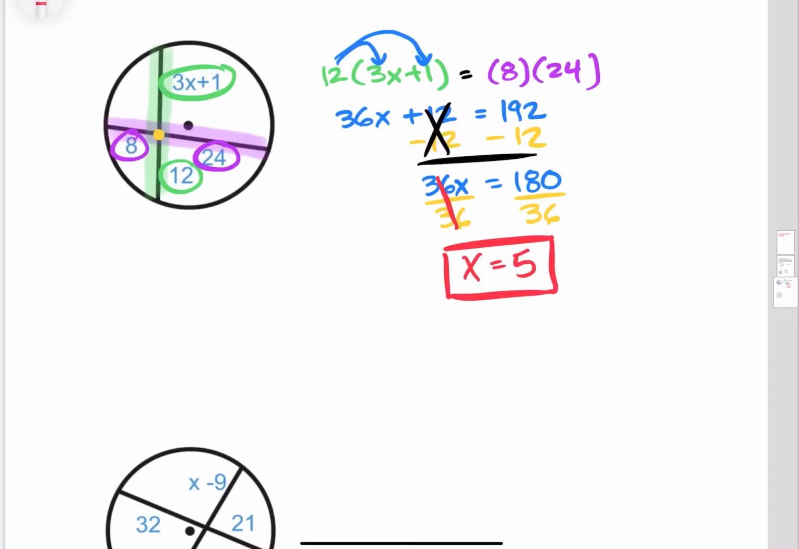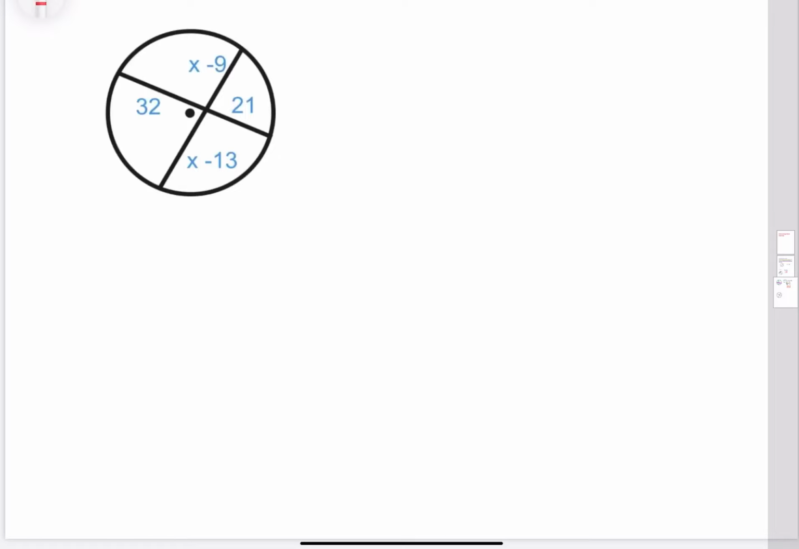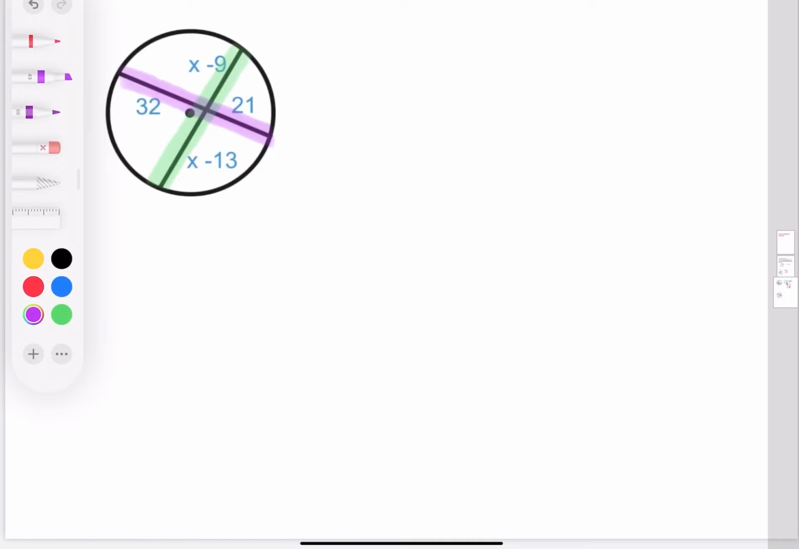So let's go ahead and take a look at one more problem here. And this one, again, a little bit different than the previous one. So here, again, I have two chords intersecting one another. I usually like to look at the ones with the X's first. So there's our first chord and our second chord right over here, giving us different segments within each chord.